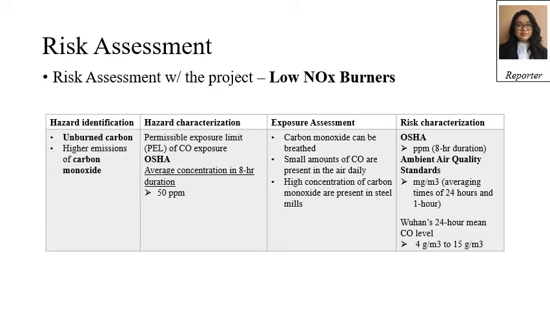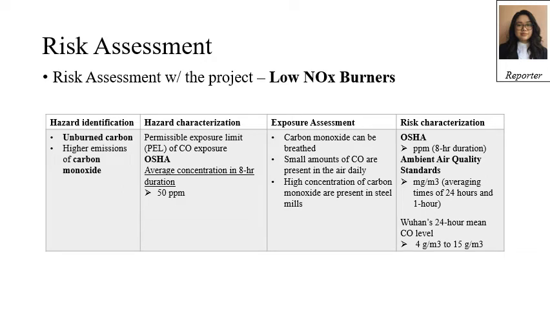Proceeding to the risk assessment with low NOx burners, it is able to achieve 30 to 50% nitrogen oxide reduction. However, it has an identified hazard, which is unburned carbon, as well as higher emission of carbon monoxide. Characterization of this hazard: according to OSHA, the permissible exposure limit or PEL of CO is an average of 50 parts per million or ppm during an 8-hour duration.